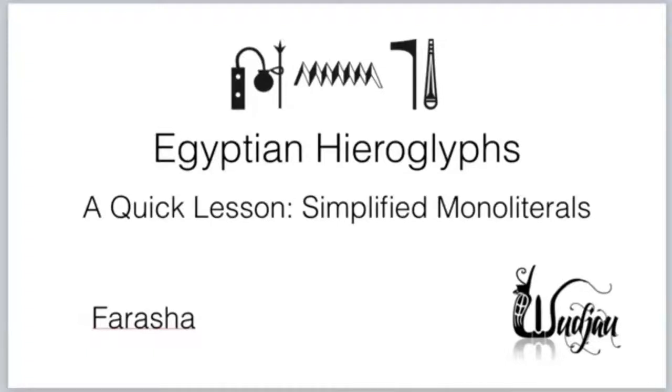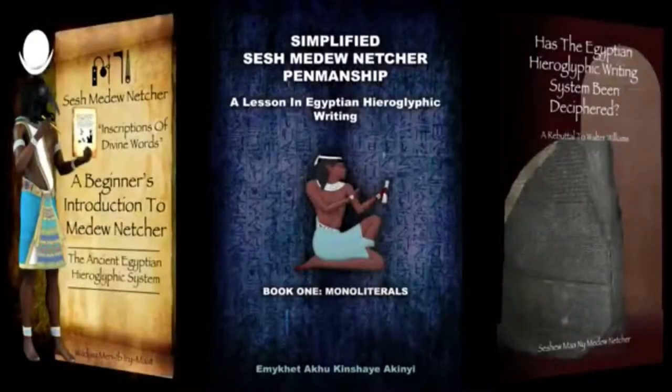Okay, so we just wanted to demonstrate one of the tips that I give, which is just what she did. When we want to learn the formal glyphs of Sesh Medew Netcher and transition over to simplified Sesh Medew Netcher, which is what this book is all about. This book right here in the middle, Simplified Sesh Medew Netcher Penmanship, A Lesson in Egyptian Hieroglyphic Writing, Book 1, Monoliterals, by Amy Kadaku Kinshai Akinyi. This particular book teaches you how to actually scribe them. Those 24 monoliterals that we just went over, this book tells you angle by angle, stroke by stroke, how to actually draw them.